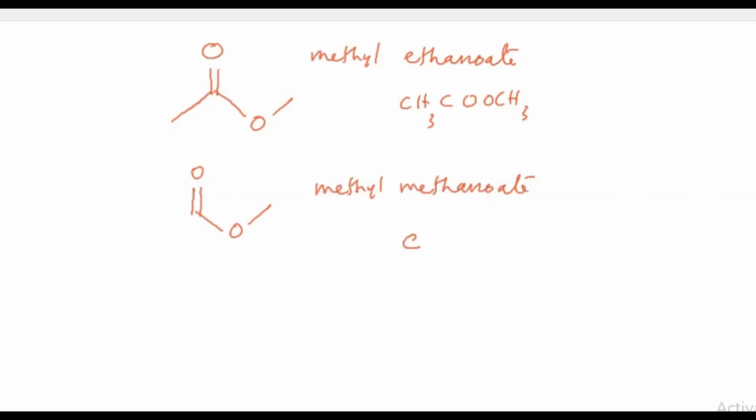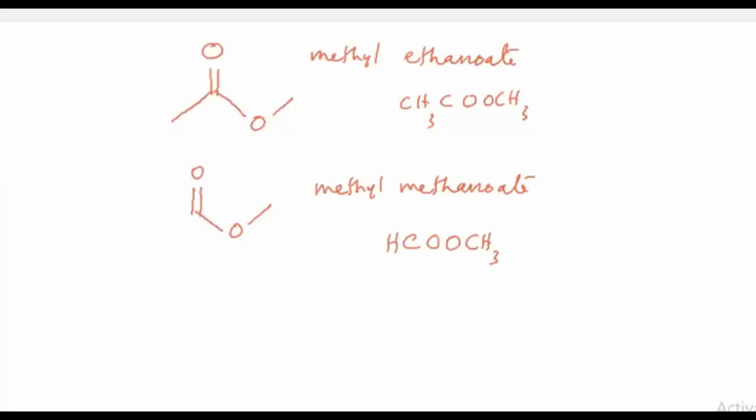Now this is C double bond O, then O, this is CH3, but you have to add one hydrogen. So the formula of this compound is HCOOCH3. So you can add more carbon on either side. If you extend the carbon on both sides, now this is the ester, and if you extend two carbon, this is ethyl. This is ethyl methanoate. But if you extend one more carbon, this is ethyl ethanoate.